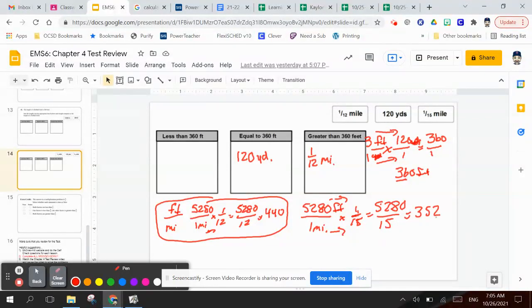And is that less than, equal to, or greater than 360? Well, this is less. So 1/15 of a mile is less than.